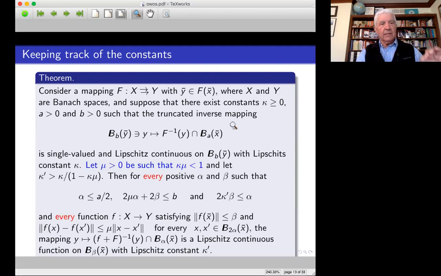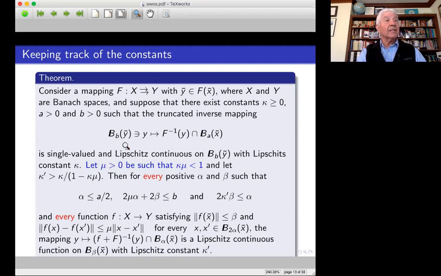Okay, and here is a theorem which keeps track of the constants. Again, we have a set-valued mapping F. And now I'm putting this in the context of the inverse function theorem, not the implicit function theorem, which was in the previous slide. I'm going to talk about the properties of the inverse mapping, which is a particular case. Of course, the inverse mapping theorem is a particular case of the implicit function theorem. Basically, they're equivalent. Anyway, so we are now assuming that we have a constant kappa and also this neighborhood.